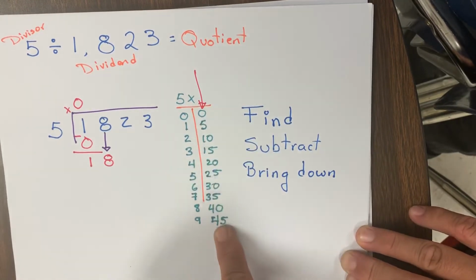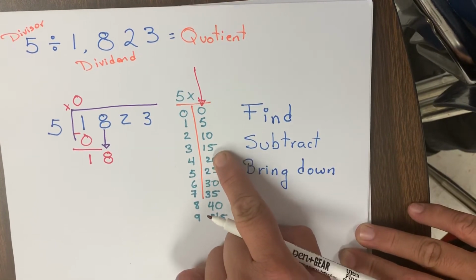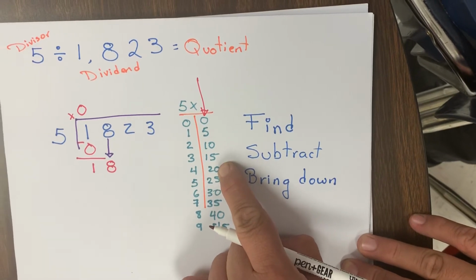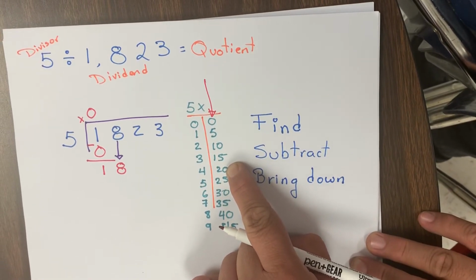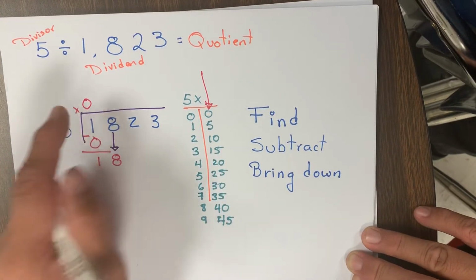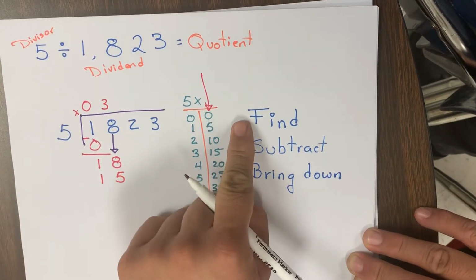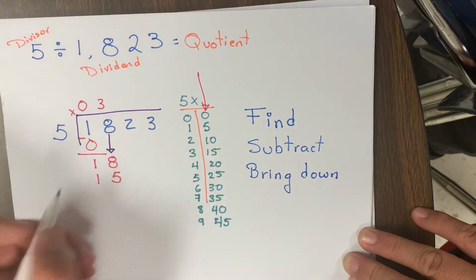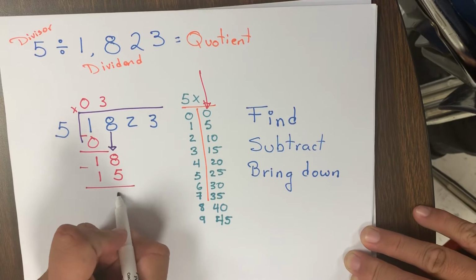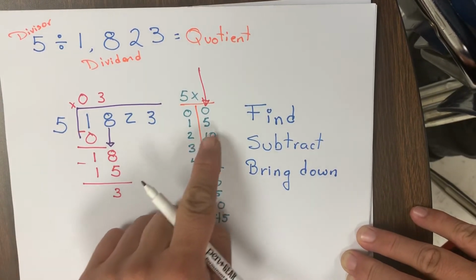But I don't find any 18 here, but I think that 20 and 15 are close enough, but 20 went beyond. And I don't want it to go beyond, so 15 is the best way to go. So I'm going to say that 5 times 3 equals 15. So I found it. Now I'm going to subtract again. 18 minus 15, that's 3. And I'm done subtracting, so it says bring down.